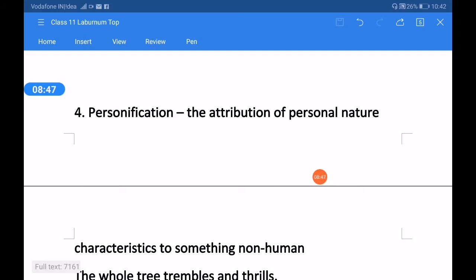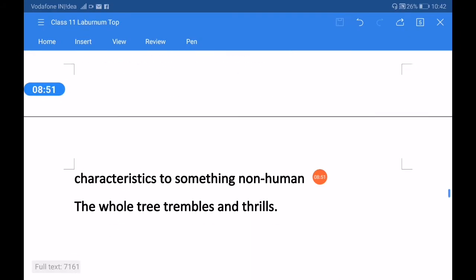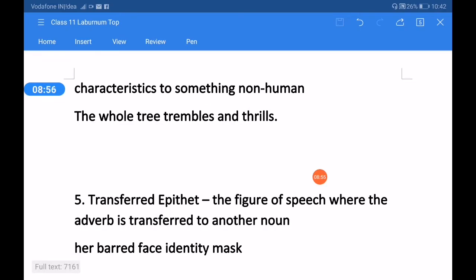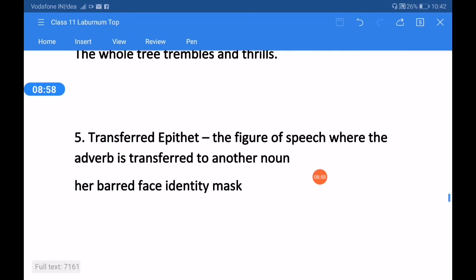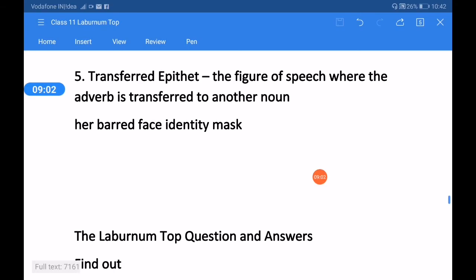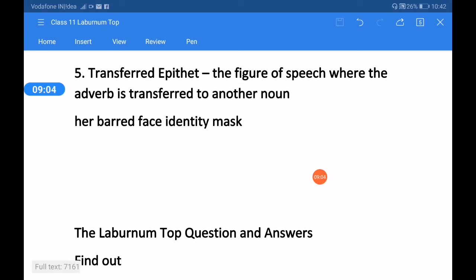Next is personification, the attribution of personal nature, characteristics to something non-human. The whole tree trembles and thrills. So that's why here personification. Transferred epithet, the figure of speech where the adjective is transferred to another noun. Her barred face identity mask.